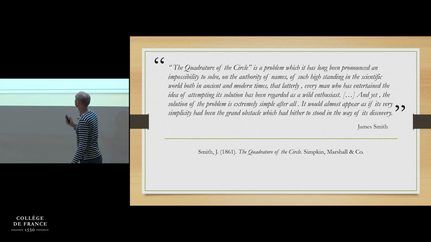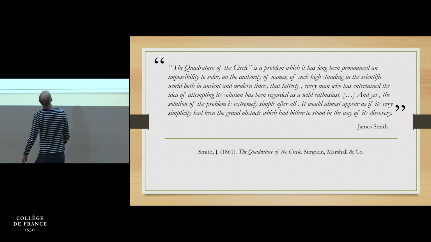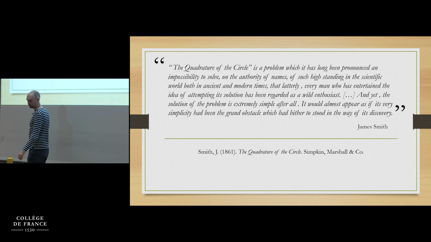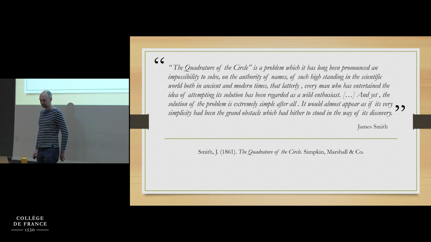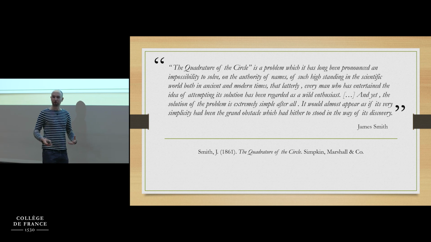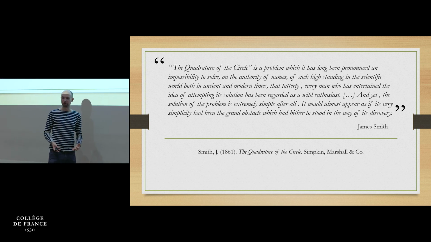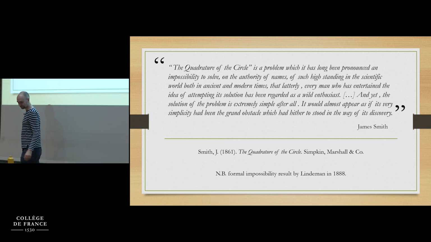But rather than accepting all of this, he decided to publish his book, which opens as follows: the quadrature of the circle, so squaring the circle, is a problem which has long been pronounced an impossibility to solve on the authority of names of such high standing in the scientific world, both in ancient and modern times, that latterly every man who has entertained the idea of attempting its solution has been regarded as a wild enthusiast. And yet the solution to the problem is extremely simple after all. He goes on and writes a book about his simple solution, in which he mentions the mathematicians he has spoken to. He tells us, look, I have spoken to the experts. All the experts disagree, but all the experts are wrong. So he truly is stubborn.